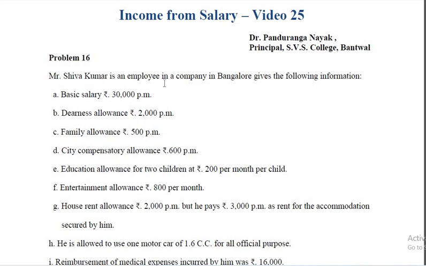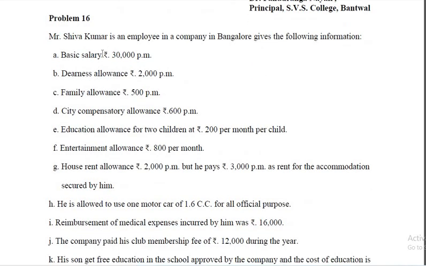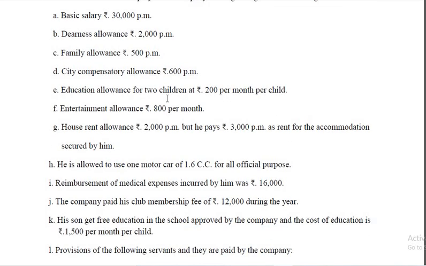Mr. Shivakumar is working in a company in Bangalore and he gives the following information. Basic salary, fully taxable, 30,000 into 12, that comes to 3,60,000. Then the dearness allowance, 2,000 into 12, that comes to 24,000, fully taxable. Family allowance, 500 per month, fully taxable. City compensatory allowance, fully taxable.